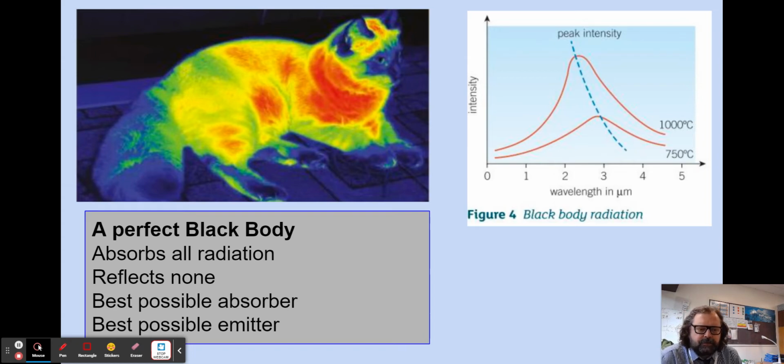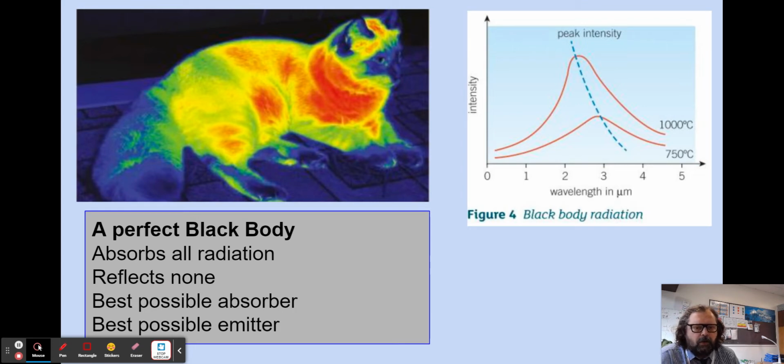And black surfaces are the best at absorbing heat radiation, infrared wavelengths, and they're also the best at emitting heat radiation. So we already know that a dark surface is both the best emitter as well as the best absorber of heat radiation. So if something was perfectly black, that would mean that it would absorb all of the radiation shining on it and reflect none. So a perfect black body would be the best possible absorber and also the best possible emitter.